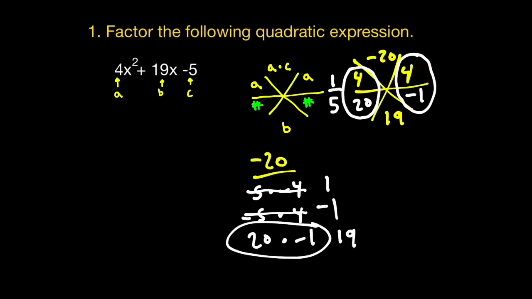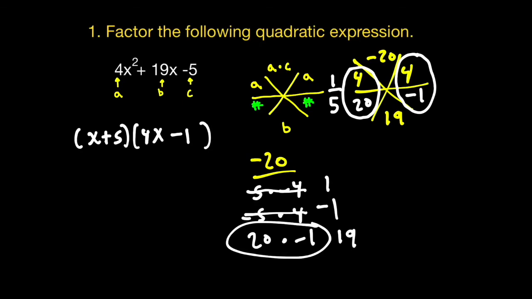And now I am going to rewrite this trinomial as 1x plus 5, or simply just x plus 5, multiplied by 4x minus 1. And that will be the factorization of this trinomial.